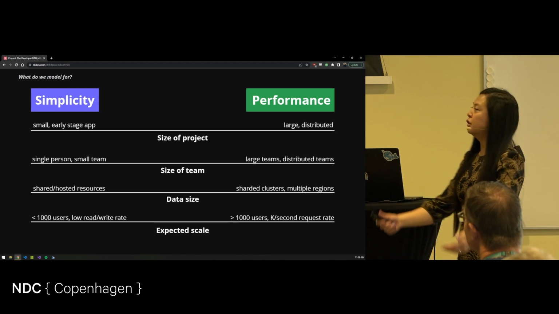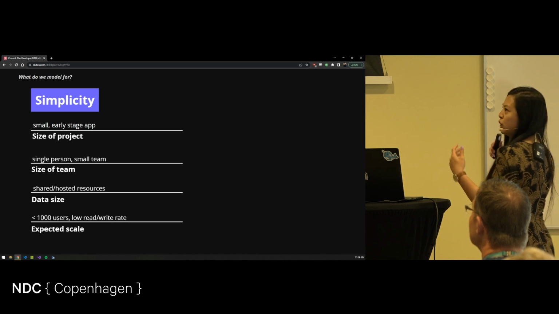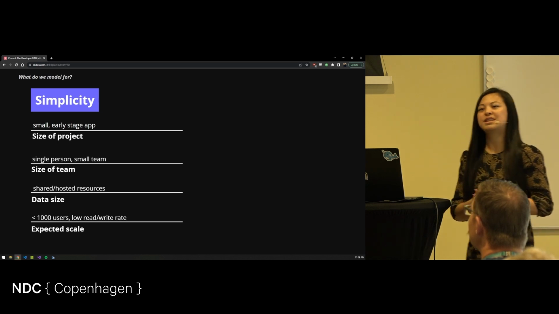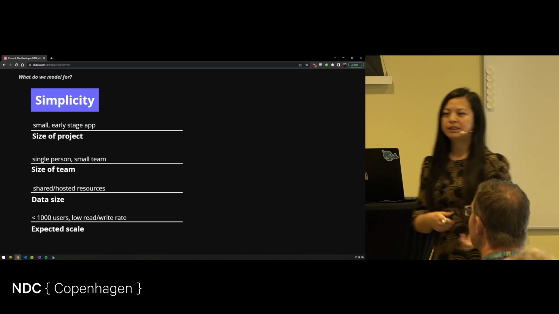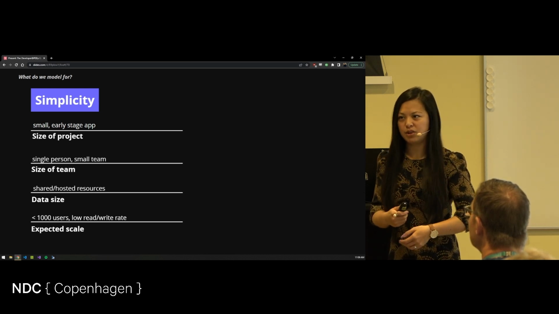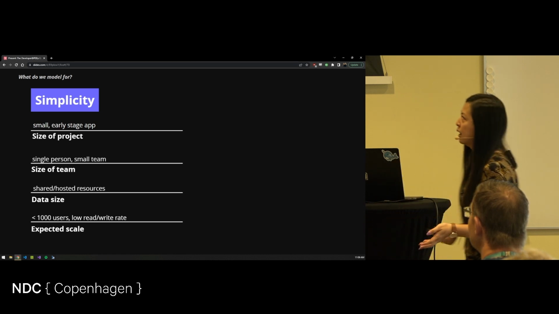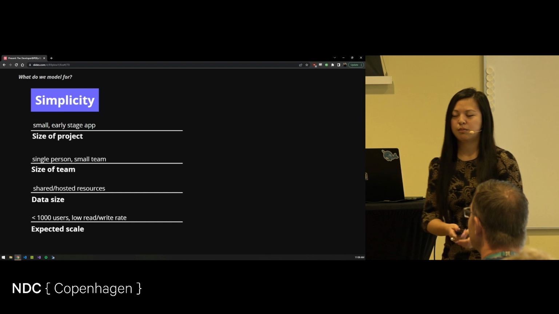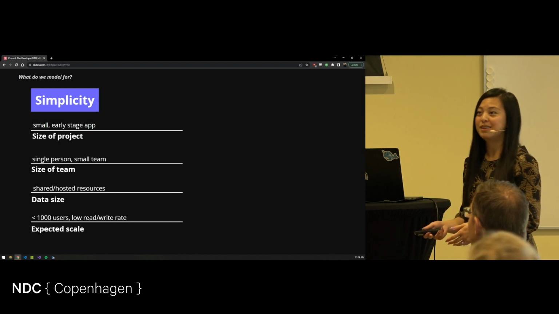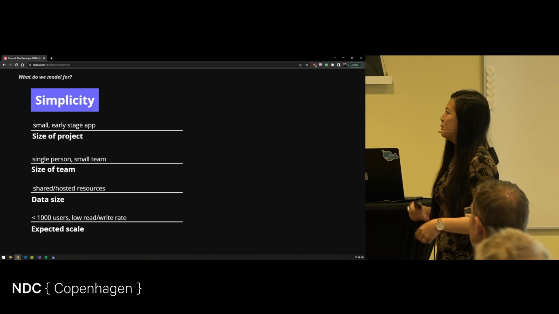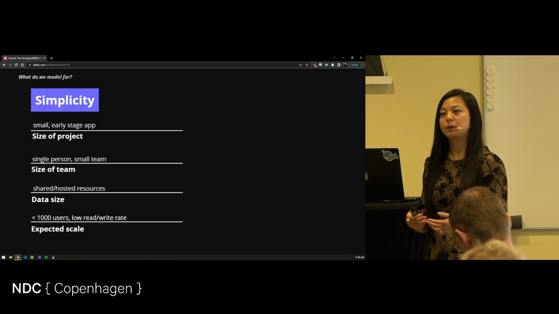So for your data model, if you are on the side of simplicity, which is what we usually encourage, you'll want to take a look at the size of your project. Is it a small one? Is it an early stage app? Is it an MVP? Is it something that only you or your team will be using? What is the size of your team? Are you going to be the sole person handling this application as well as being the DBA for it? Do you have a smaller team where you may not have as much dedicated time to put into this?